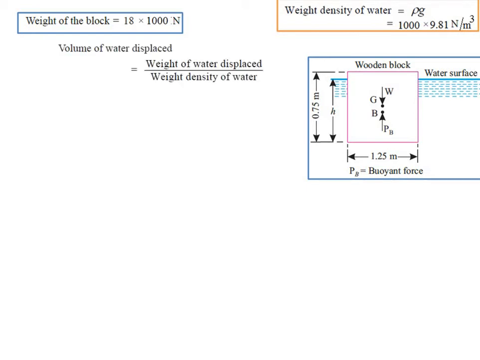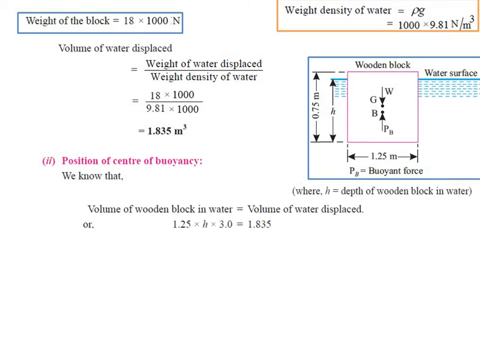So the volume of water displaced is equal to the weight of water displaced divided by the weight density of water. So it is nothing but 18 into 1000 divided by 9.81 into 1000, which is equal to 1.835 meter cube. So the amount of water displaced is 1.835 meter cube in terms of volume. The position of center of buoyancy can be calculated by considering that the volume of wooden block in water is equal to the volume of water displaced.